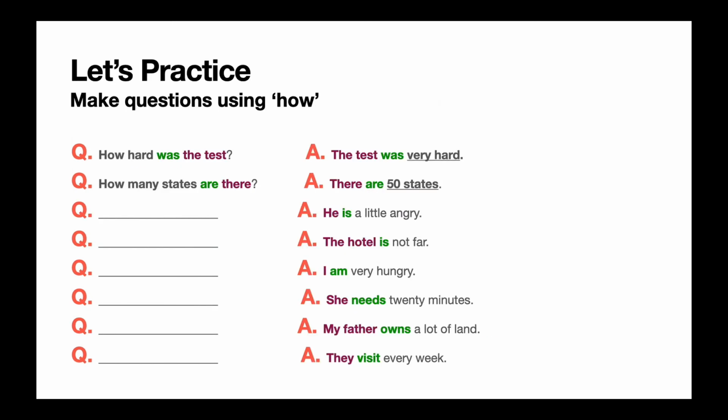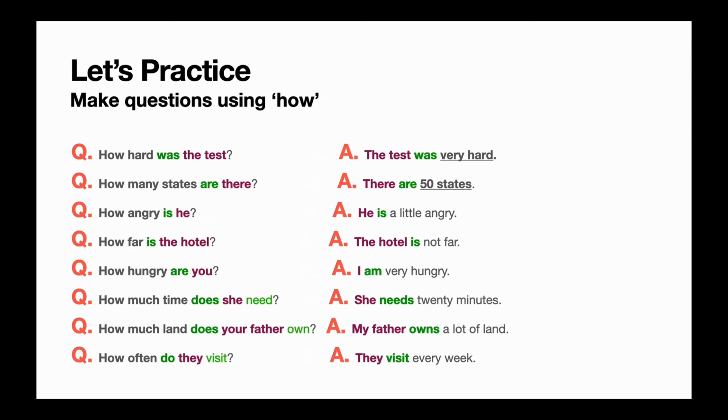So let's practice. Let's try to make questions using how. So again, you're going to look at the answers and see what questions we need to ask. In the first example, we say the test was very hard. So this question would become, how hard was the test? Or if the answer is there are 50 states, the question could be, how many states are there? So when you're finished making your questions, unpause the video to see the answers. Here are the answers you could have written.